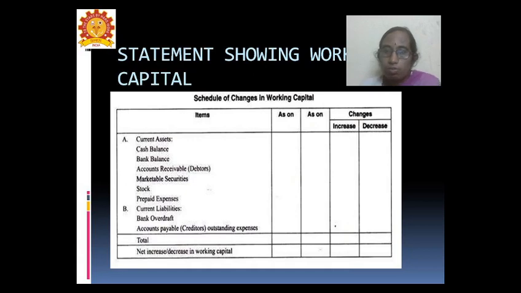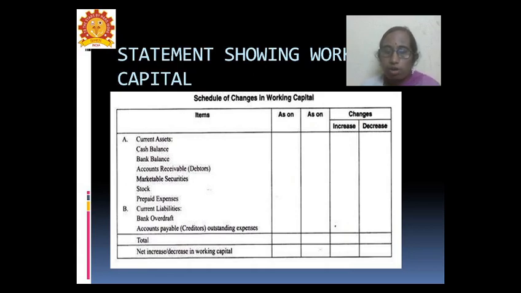So this is the formula or the rules that has to be followed or applied when we are calculating the statement showing the working capital. When we think about the current assets, we have to remember that the current assets will not show any adverse changes in the working capital. If there is an increase in the current assets, there is the same increase in the working capital. If there is a decrease in the current assets, there will be a decrease in working capital.